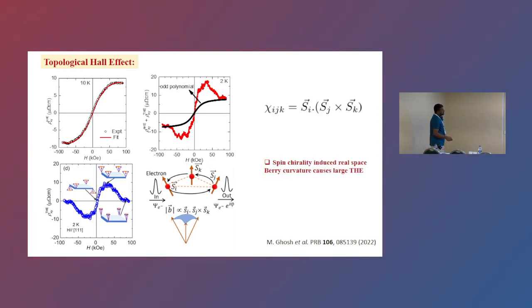What we mean by real space Berry curvature is that, since the spin structure is in the real lattice, we call this spin chirality a real space Berry curvature, which causes our large THE.